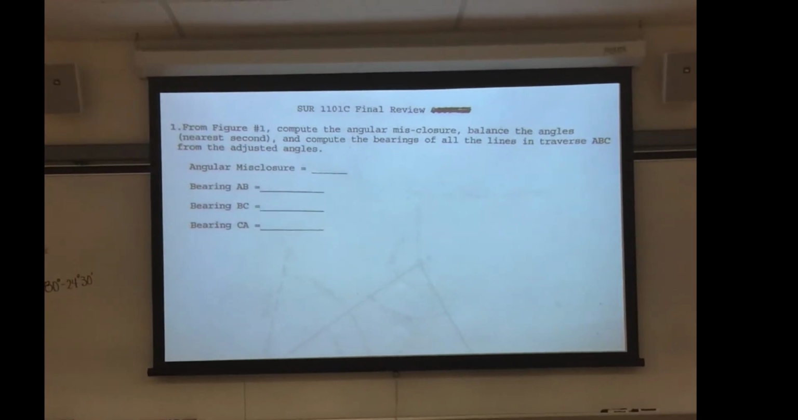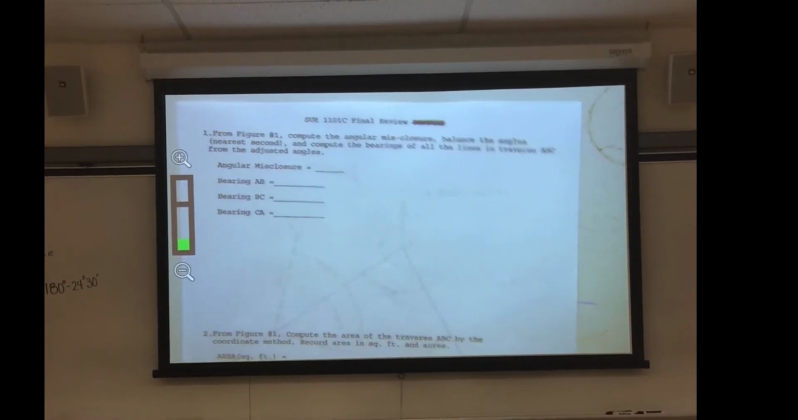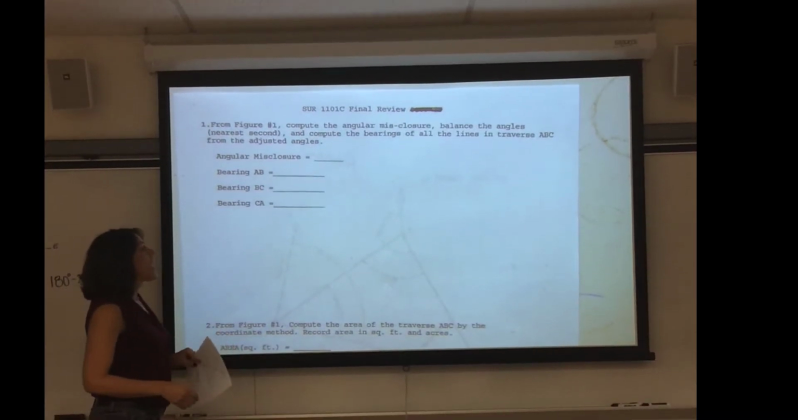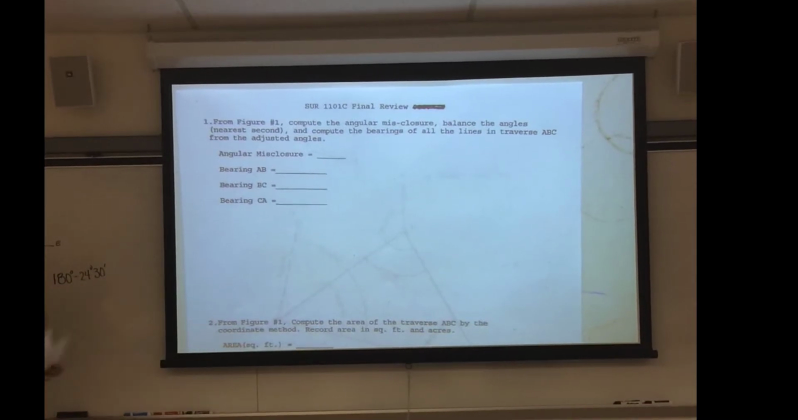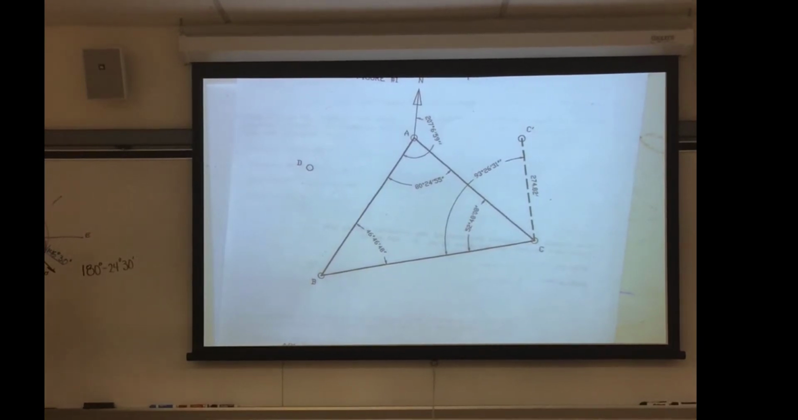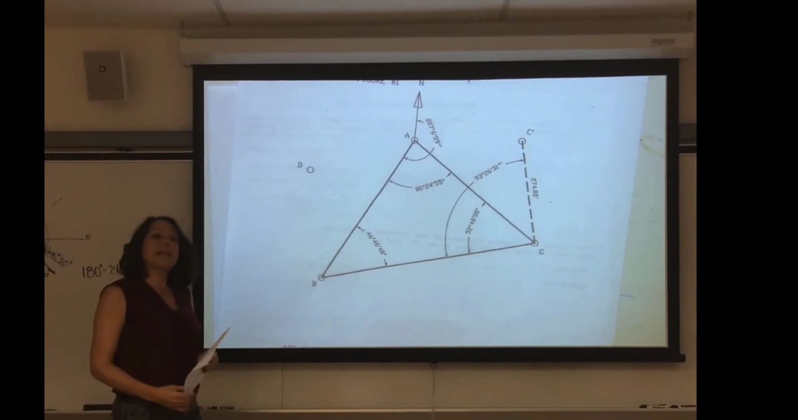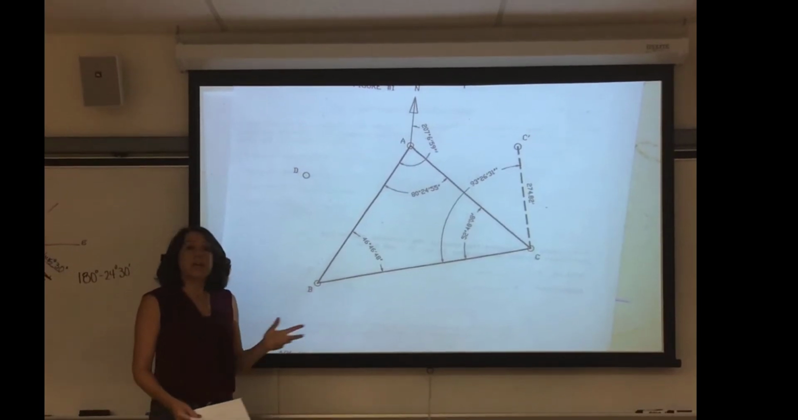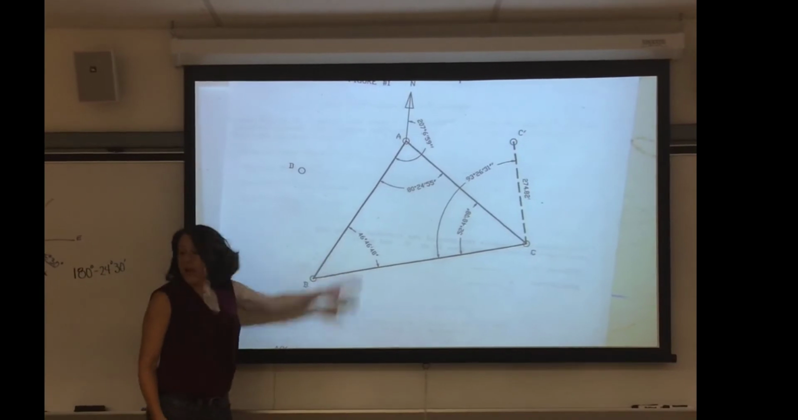So the first question says, from the figure on the sheet, compute the angular misclosure and balance the angles to the nearest second and compute the bearings of all the lines in the traverse A, B, and C from the adjusted angles. So the first thing we're going to have to do in this picture is add up all of our interior angles to see if they equal what? 180, because it's a triangle. If I had something different, it would be the sum of the angles for an interior polygon.